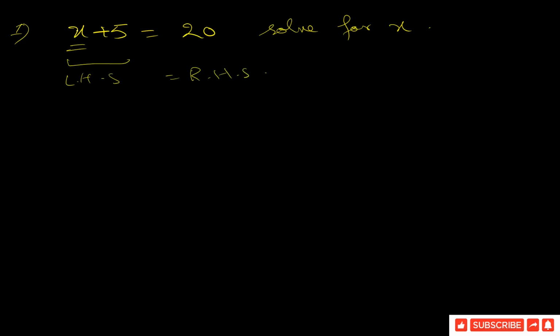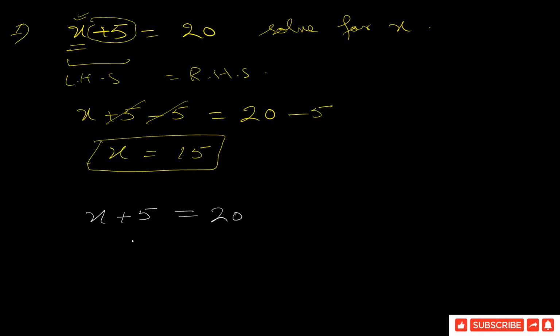So if we want to get the value of x, we want to eliminate this 5 from here. If we want to eliminate it, we subtract: plus 5 minus 5 equals 20. But when we subtract 5 from the left hand side, the equation will become imbalanced. So what we do on the left, we do the same thing on the right hand side. So it becomes x equals 20 minus 5.